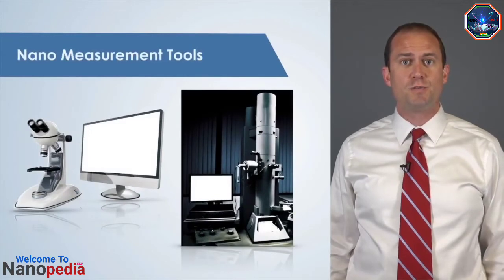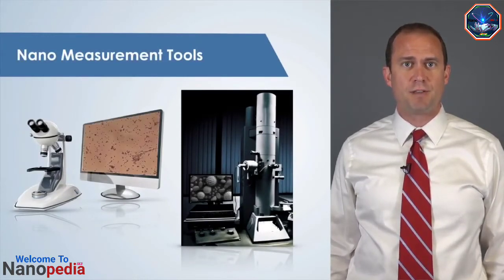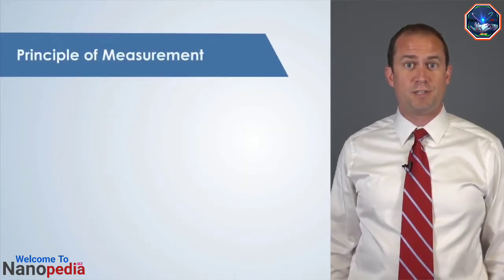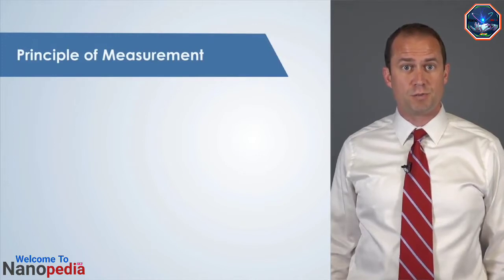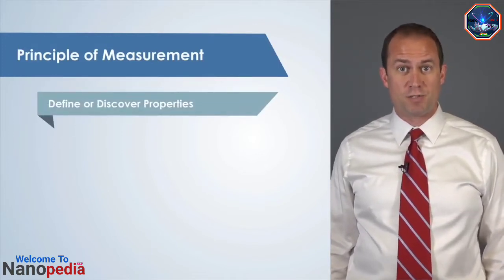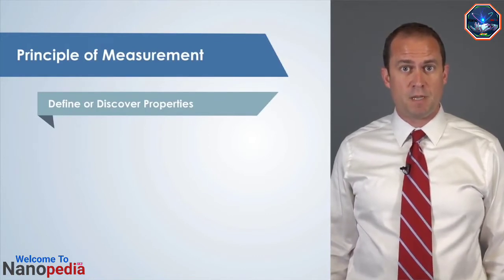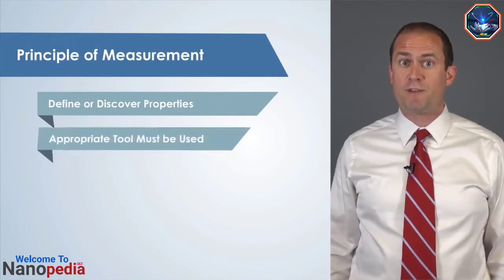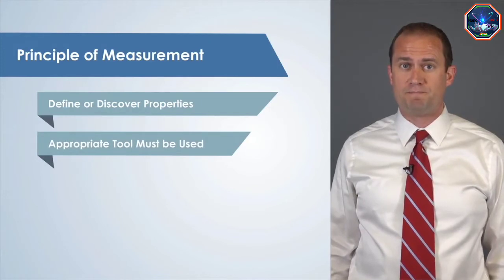Nanomeasurement tools are tools or instruments that help us visualize and/or characterize something at the nanoscale. Nanomeasurement tools are not fundamentally different from traditional measurement tools. In any measurement experiment, we are trying to define or discover properties of something. The property you want to measure will affect what measurement tool you use.